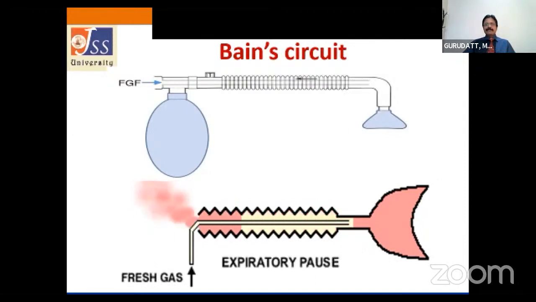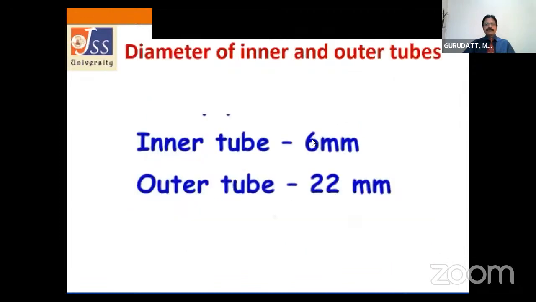The inner tube diameter of the Bain circuit is about 6 millimeter. The outer tube is 22 millimeter. Because of this, the Bain circuit is so popular all over the world. It is still one of the very popular open circuits that is being used nowadays. And there are a lot of advantages of the Bain circuit.